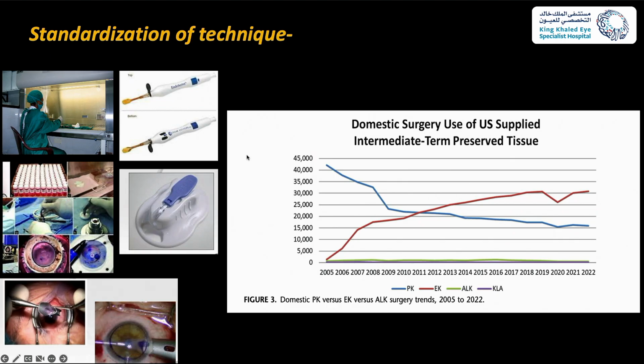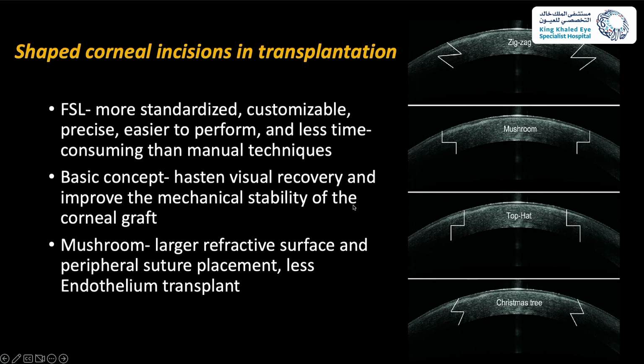And you can see from this graph, from the Eye Bank of America, that the rate of EK is increasing significantly, while the rate of PK is decreasing significantly over the years for the same indication. And this tells you that EK is really working. One of the main factors for this is the standardization of the technique. Different techniques and methods have been described, and all of them have been studied well.